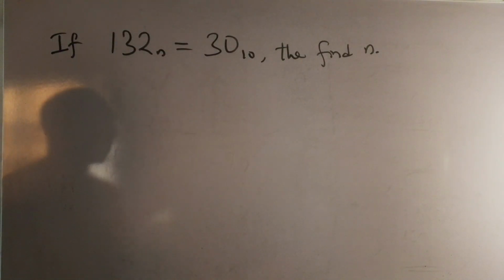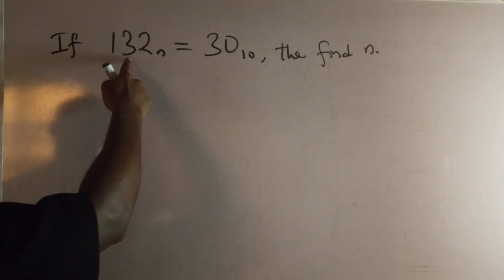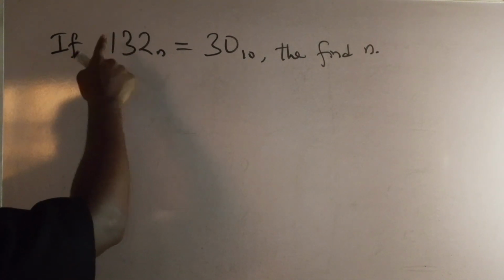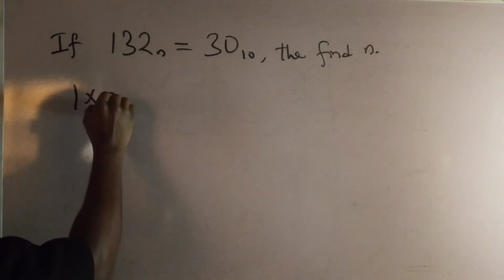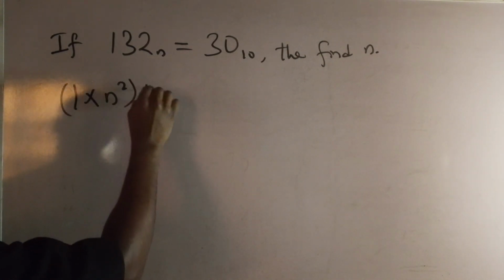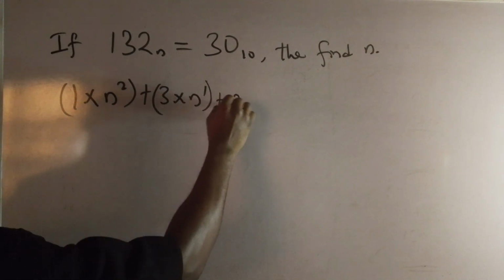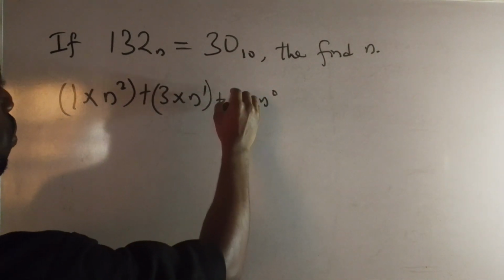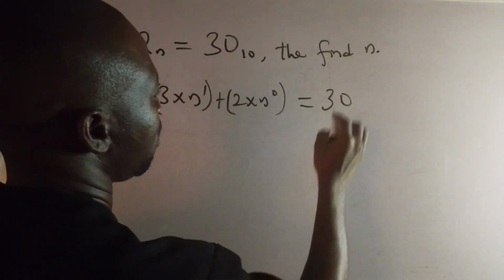And to change it to base 10, we're going to do 2 times n raised to power 0, 3 times n raised to power 1, times n raised to power 2. So you have 1 times n raised to power 2 plus 3 times n raised to power 1 plus 2 times n raised to power 0 is equals to 30 in base 10.